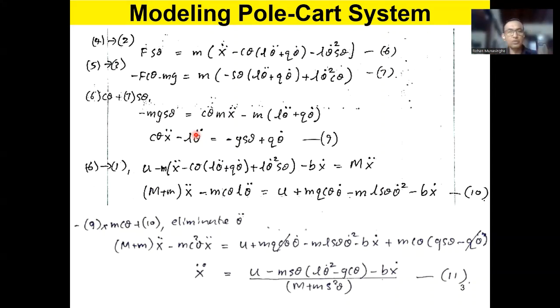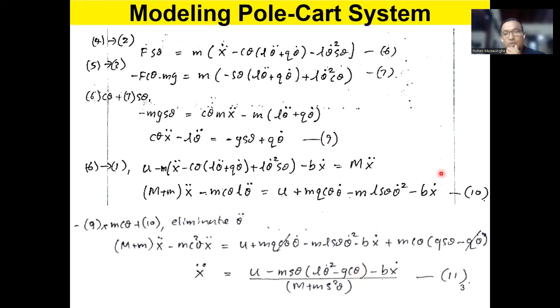So eventually you isolate x double dot on the left hand side, and this is the equation for x double dot. Okay, this is the x double dot equation as a function of all the other variables. Like you have theta dot, you have x dot, you have theta, right? It's a nonlinear equation. It's a highly nonlinear equation.